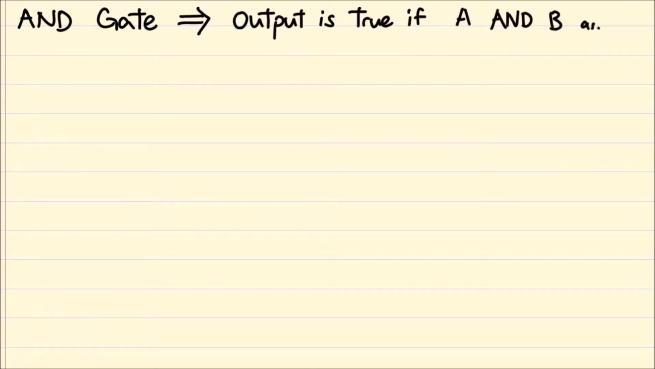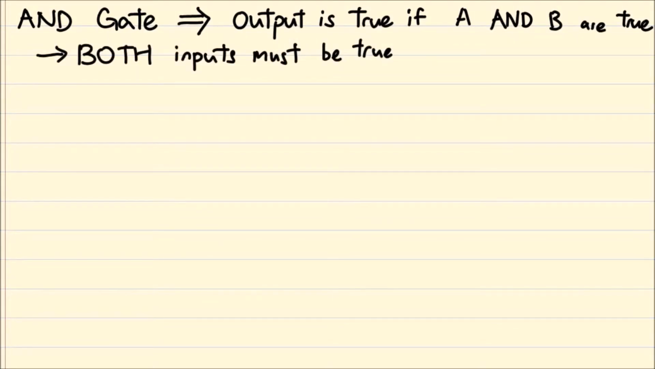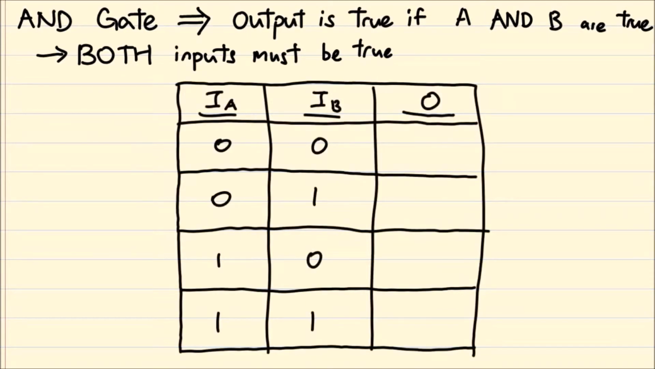Now for the AND gate. If you understood the OR gate well enough, you can probably figure out the AND gate's general rule. For the output to be true, input A and input B must be true. That essentially means both inputs must be true for the output to be true. So let's create a truth table based on that rule.